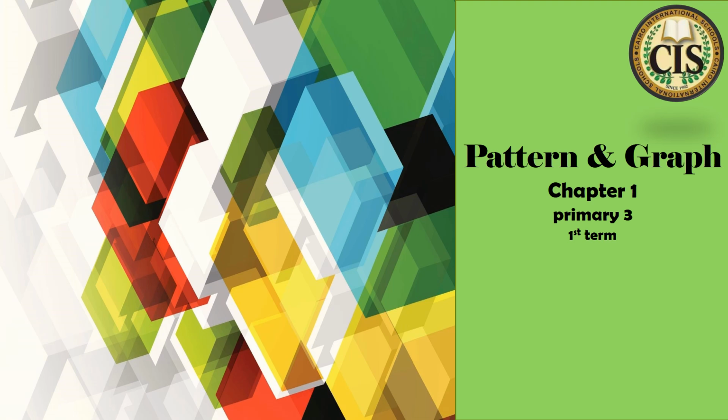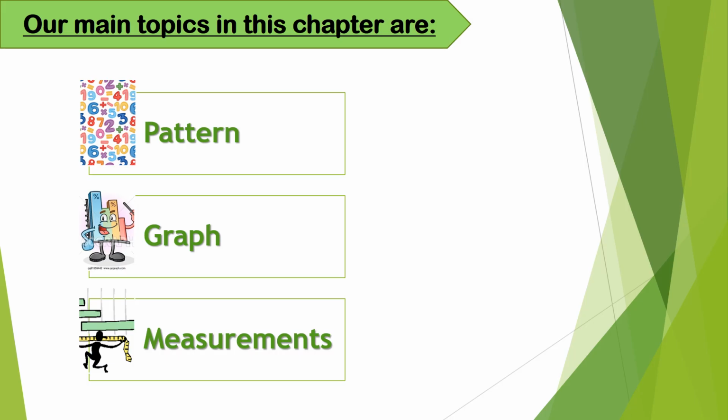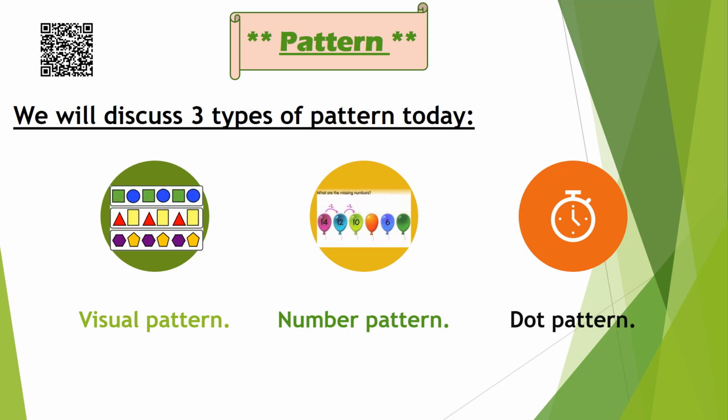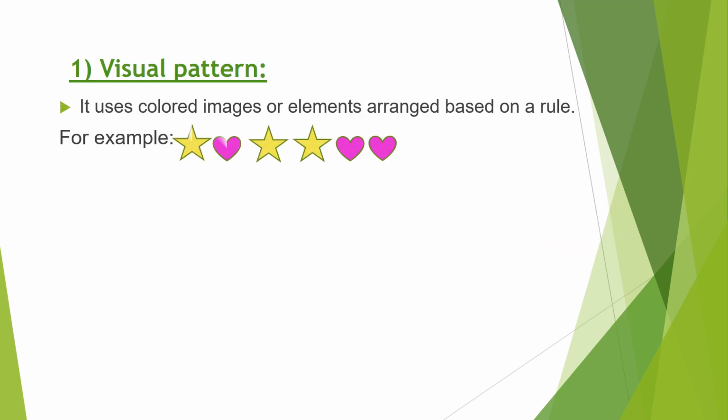Hello everyone. This year in grade 3 we will start our first chapter about pattern and graph. Our main topics in this chapter are pattern, graph, measurement. We will start with pattern. We have three types of pattern: visual pattern, number pattern, dot pattern. We will start with the first one, which is visual pattern.